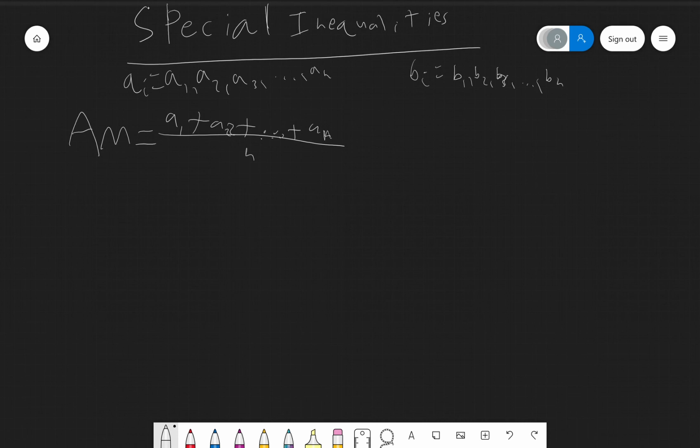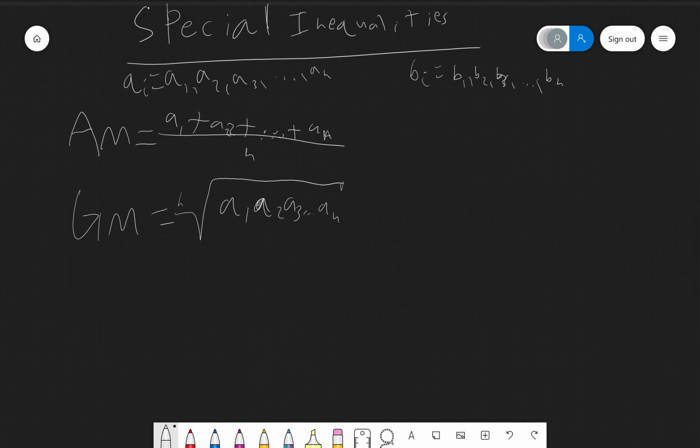Then there's the GM, which is kind of like the AM, but instead of over n, you do the nth root. And instead of adding them all, you multiply them all. So you have the nth root of A1 times A2 times A3 dot dot dot times An. Okay, now these are the main two, but there are two more.